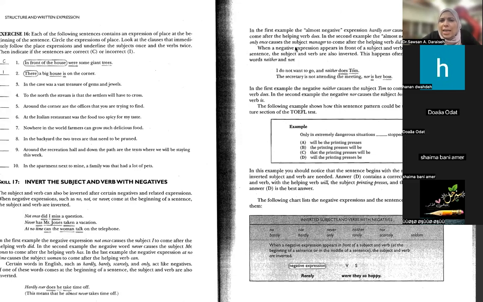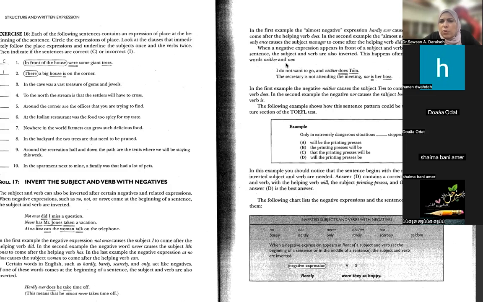So when a negative expression appears in front of a subject and verb in the middle of a sentence, the subject and the verb are also inverted. This happens often with the negative words neither and nor. So what are they saying here? This is something new. When a negative expression appears in front of a subject, the subject and verb are also inverted. So we have inversion here because we have neither. This happens often with the negative words neither and nor.